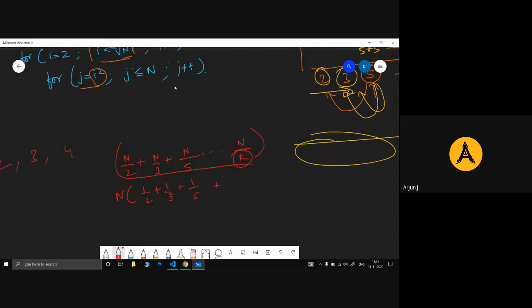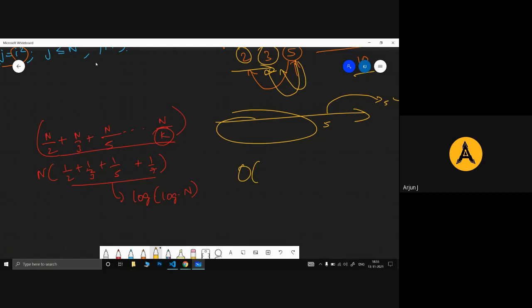And 1 by 5, 1 by 7, and so on. So we have taken n common out. So this is going to be a harmonic progression, to which the proof is given as this would take a time complexity of log n. So there is a proof for this. This is the harmonic progression, which is proved as it takes a time complexity of log n. So in total, our time complexity for this Sieve of Eratosthenes is going to be big O of, we have an n over here, so n into log n. I hope you get this.